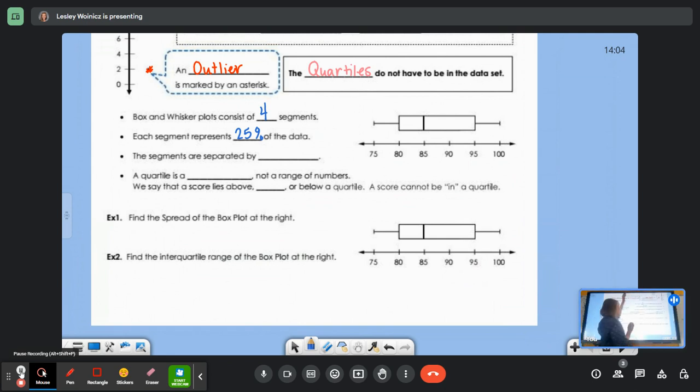Here we're going to say, isn't 1/4 25%? So I've got 25% right here, 25% in here, 25% in there, and 25% over here. These segments are separated by the quartiles.